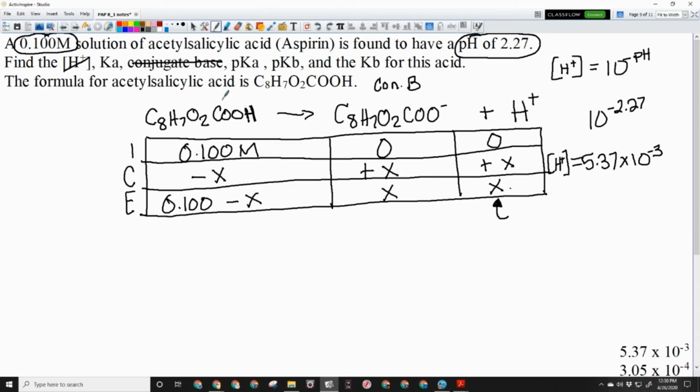So what's another thing that we can solve for here? We need to get our Ka to calculate pKa. We need to get our Kb to solve for pKb. So the only thing that we can solve now for is the Ka. Ka is equal to the concentration of, and I'm just going to call this conjugate base because we already identified that. You know what? I'm just going to write it out.